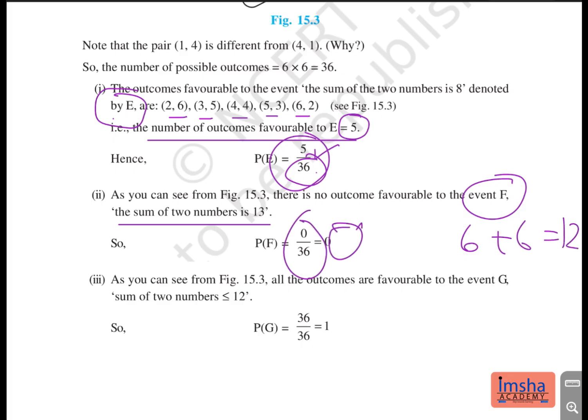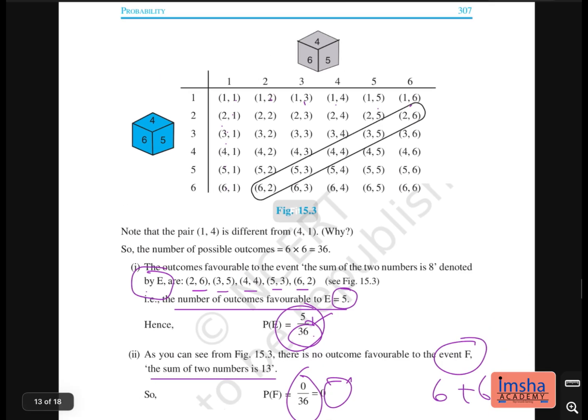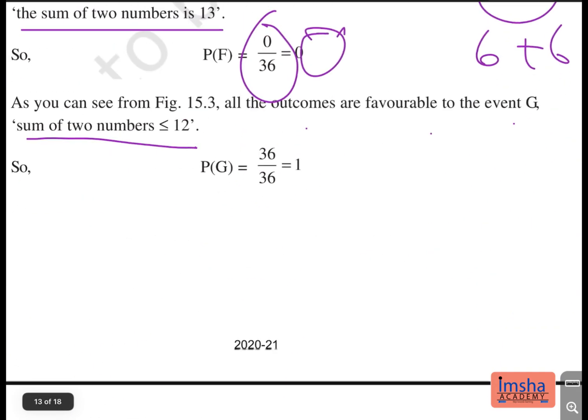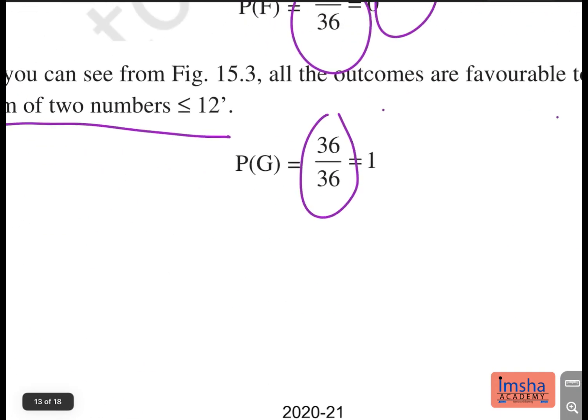As you can see, all the outcomes are favorable to the event G, the sum of two numbers being less than 12. All are less than 12, right? Less than or equal to 12. 6 plus 6 is 12. So less than or equal to 12, right? So it is 36 by 36, which equals 1.